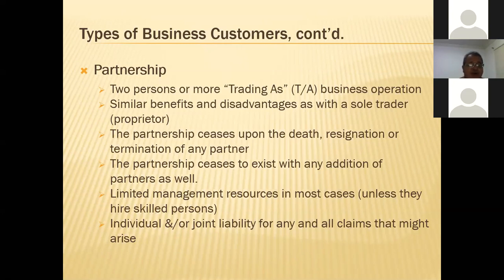Okay, no problem. So the point I was making with regard to individual and or joint liability, the last point with regard to partnership, I don't think I mentioned it last class, but you may have heard the phrase jointly and severally liable. Severally. What that means is they can come after the individual partner, any one of them, or they can come after them jointly.